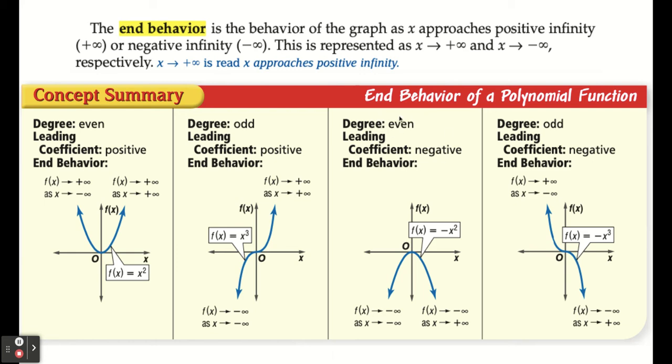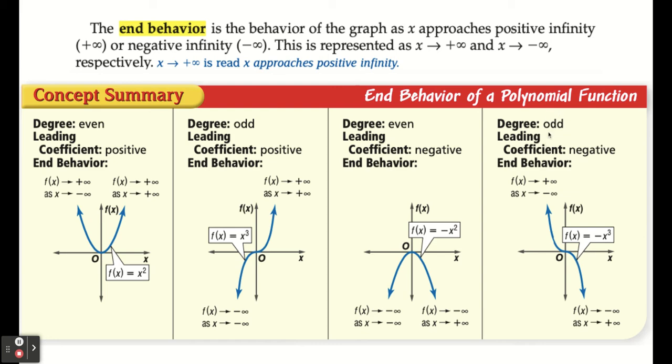And then if your even degree polynomial has a negative leading coefficient, it does the opposite. Both ends will head in the negative direction. So f of x will head to negative infinity as x goes to negative infinity, and f of x will also head to negative infinity when x goes to positive infinity.